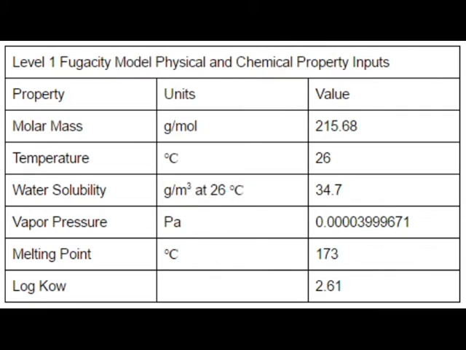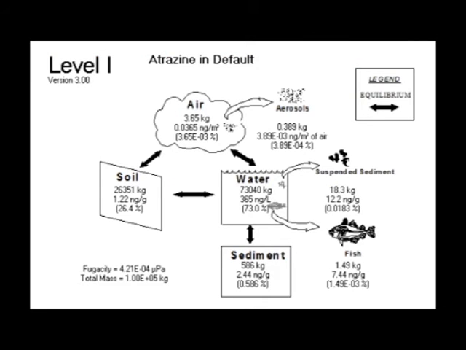We ran atrazine through the level 1 fugacity model. We used these physical and chemical properties for atrazine as inputs. When we ran the level 1 fugacity model, we used the default environmental properties and emissions embedded in the model. And these were the results we found. We noticed that atrazine was not inclined to go into the air or sediment, but was very prone to go into the water and soil. Overall, the atrazine was most inclined to go into the water.